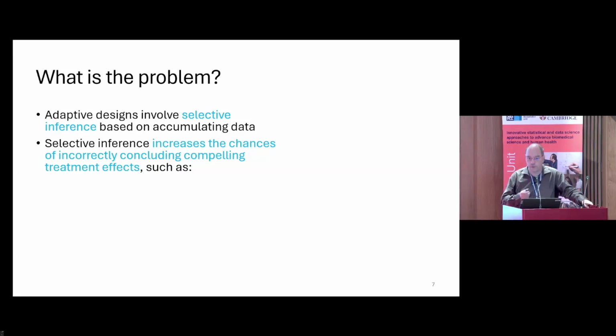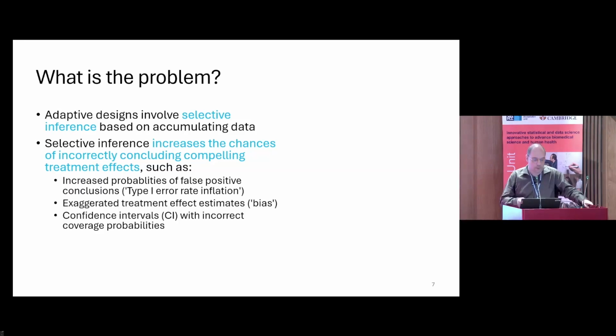Now, this can take different forms, these incorrectly concluded compelling treatment effects. You see 3 of them listed here. Increased probabilities of false positive conclusions, often under the heading of type 1 error rate inflation. Exaggerated treatment effect estimates. We heard them under the heading of bias throughout the day. But also confidence intervals may not have correct coverage probabilities.